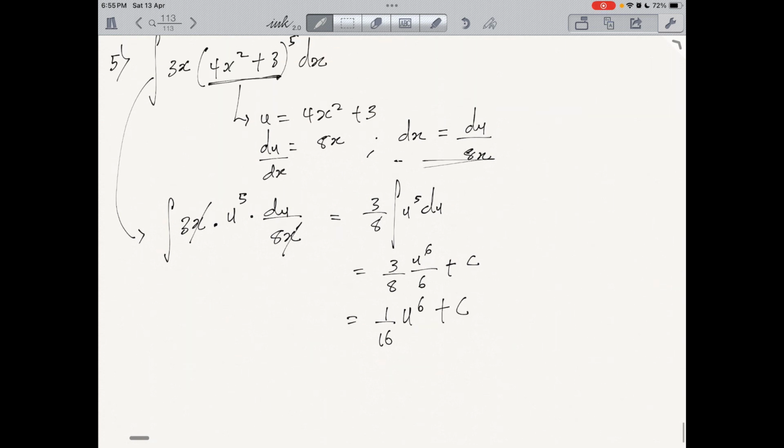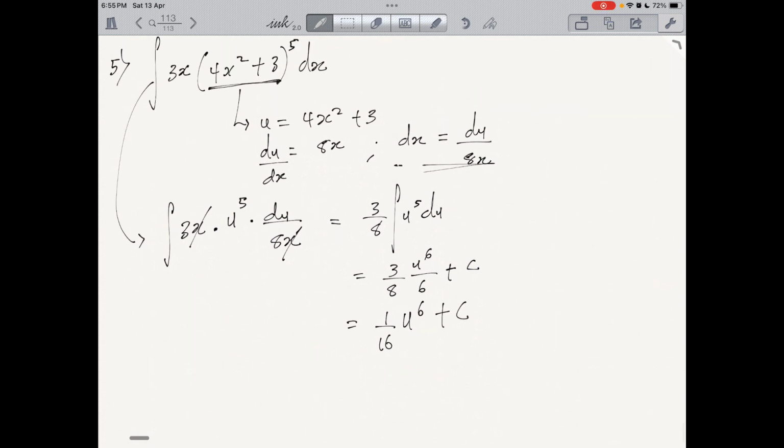Now the next thing to do is to substitute our u back. And substituting our u back, we have 1 over 16 into 4x squared plus 3 raised to the power 6 plus c.